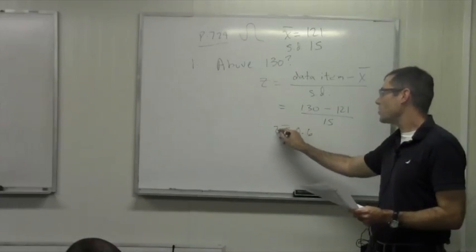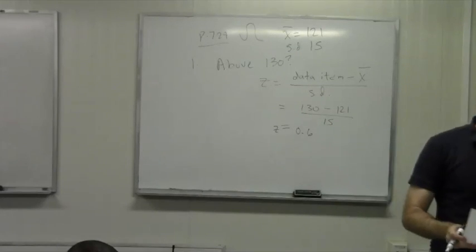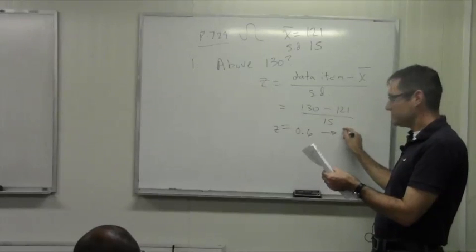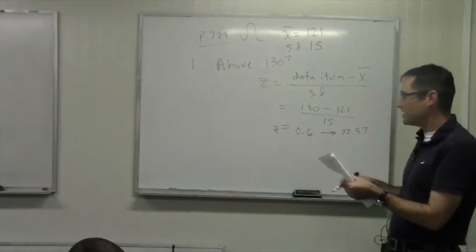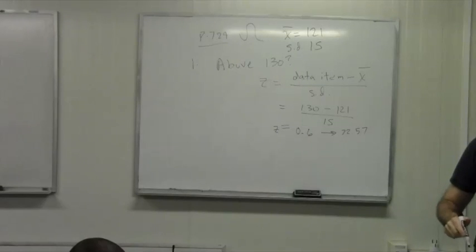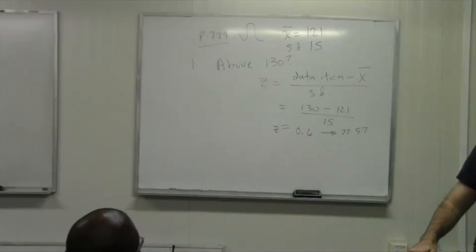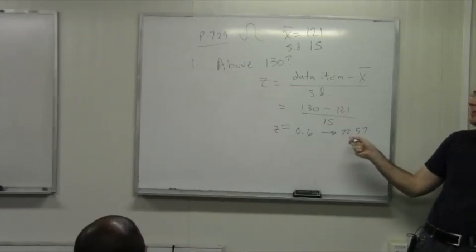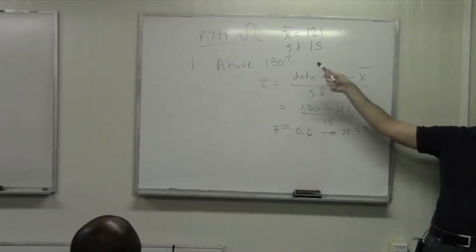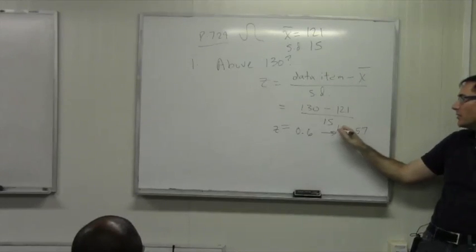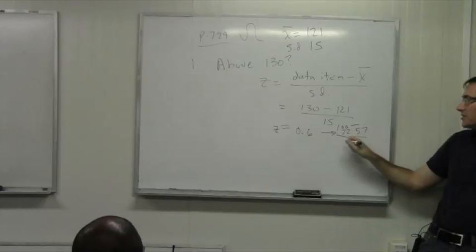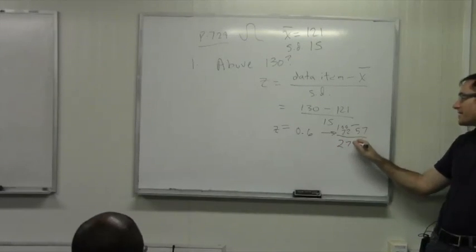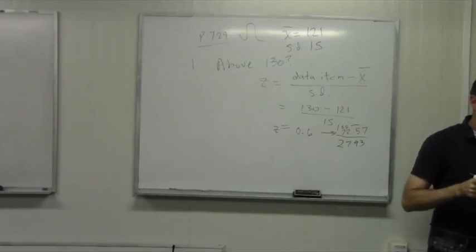That's your z-score. Now, look on your z-score table, and you go to 0.6, and it gives you 72.57. Is that the answer to this question? No, it is not. Why isn't it? That's the percentage of people with blood pressure below 130. It's asking for above 130. So you do 100 minus this, and you get 27.43. That's the answer they're looking for. So be very careful on those ones.